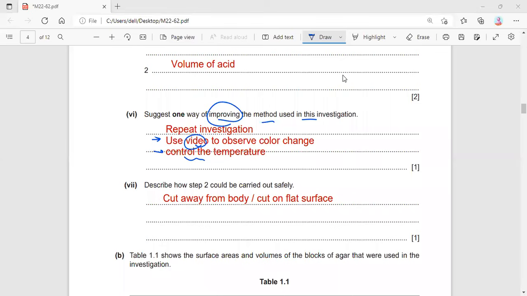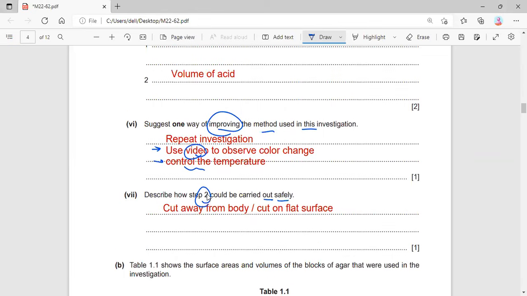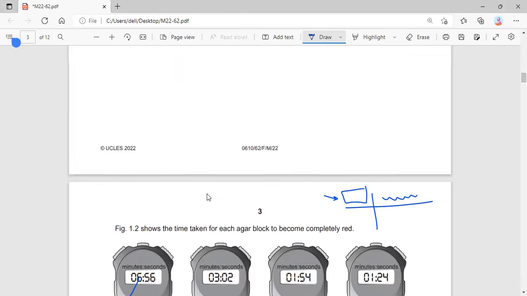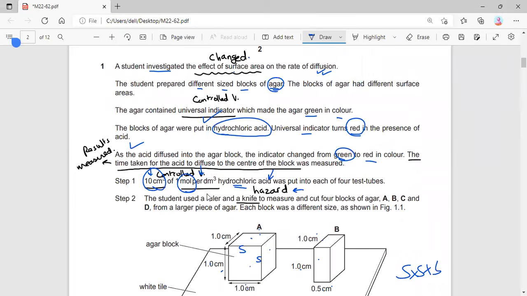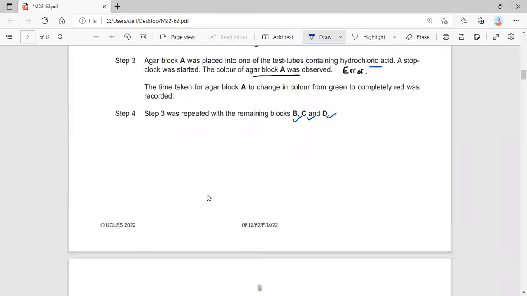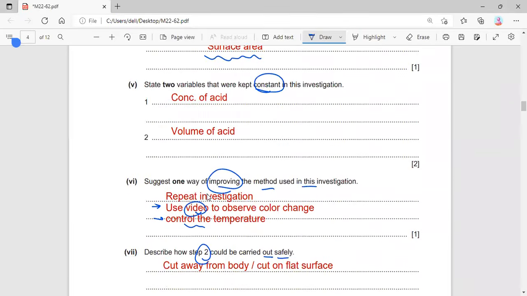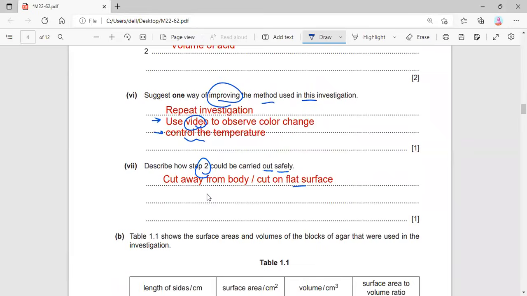Okay, describe how step 2 could be carried out safely. Step 2, what was it? Step 2 was cutting with a knife. And we said that this is a hazard. So how could it be done safely? Cut on a cutting board, cut on a flat surface, cut away from the body. All of these are correct.